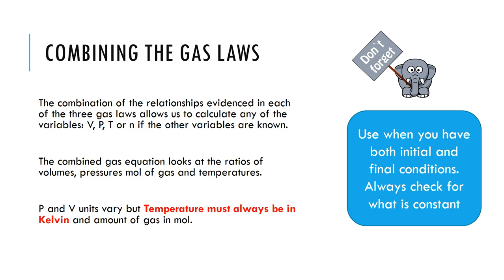So the way we define a gas is always based on our temperature, our number of mole, our volume, and our pressure, and as we've seen, they're all interrelated in the way that they affect one another, so we can actually bring the gas laws together. We can combine all these relationships to come up with an overall expression for how the gas will behave. The combined gas equation looks at the ratios of volume, pressure, mole of gas, and temperature.